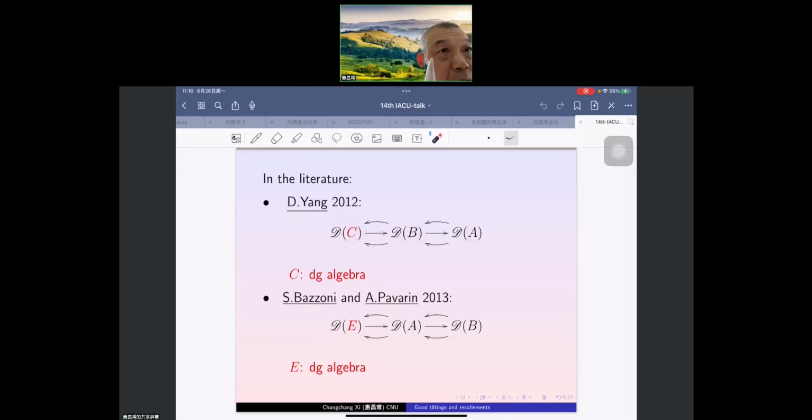And also Bazzoni and Pavarin in 2003 gave another description. This is also interesting. Here they use the derived category of the endomorphism algebra. They prove the following: this kernel can still be realized by the derived category of a DG algebra. Anyway, in both descriptions, the kernel of these functors can be described by a DG algebra. As I said, the DG algebra is in some sense different from the Ext algebra. They live in different worlds.